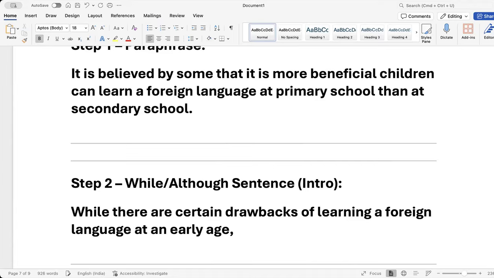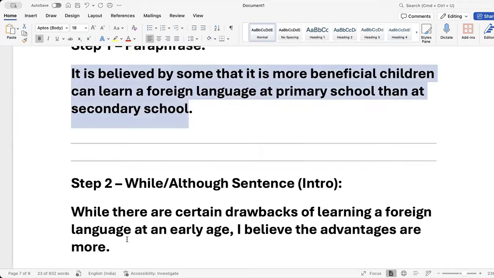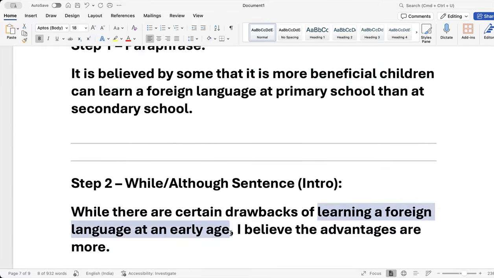So what's your main clause? I believe the advantages are far more. Okay. Very good. Did anyone have a problem here? Or is it clear? Is the while statement clear? This will be our complete introduction, the paraphrasing followed by the while statement, and our introduction is done. While there are certain drawbacks of learning a foreign language at primary school, I believe the advantages are far more.